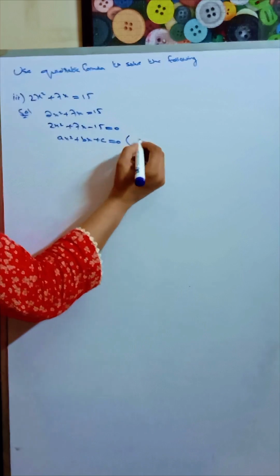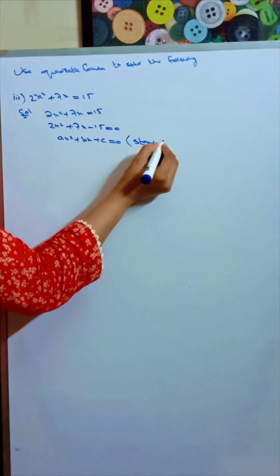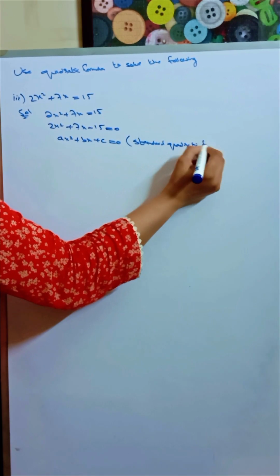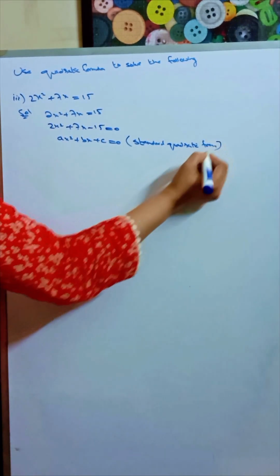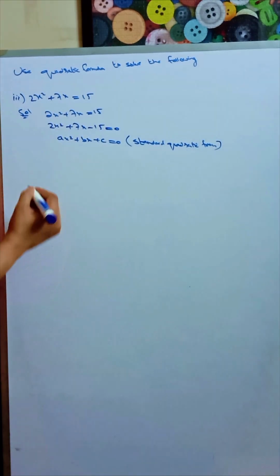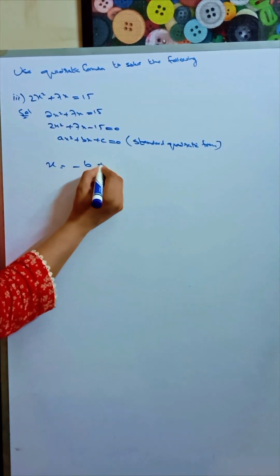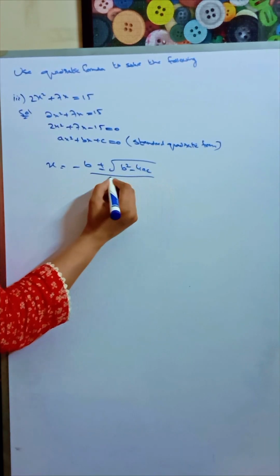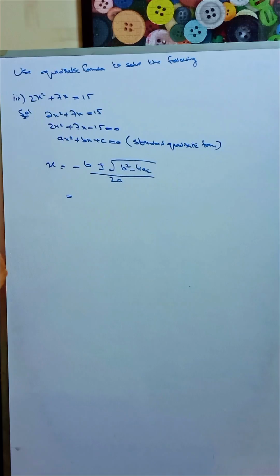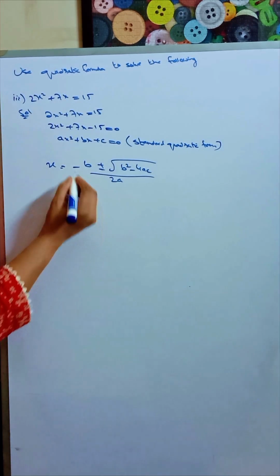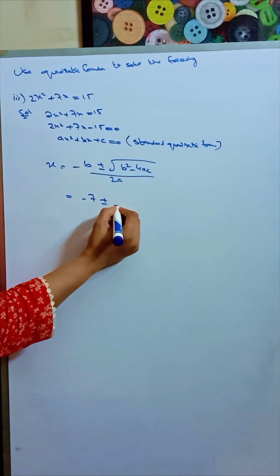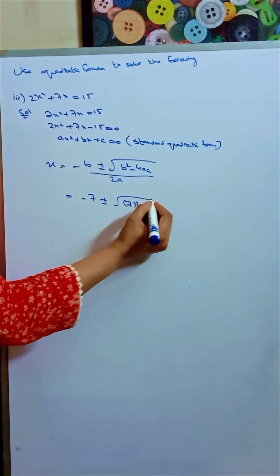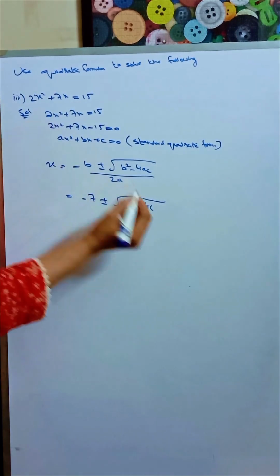It's the standard quadratic form. So now fit the values into the formula, that is x = (−b ± √(b² − 4ac)) / 2a. So fit the values. What is b here? 7. Minus b means minus 7, plus or minus the square root of b², what is b here? 7. 7 squared minus 4 times a. What is a here? a is 2.